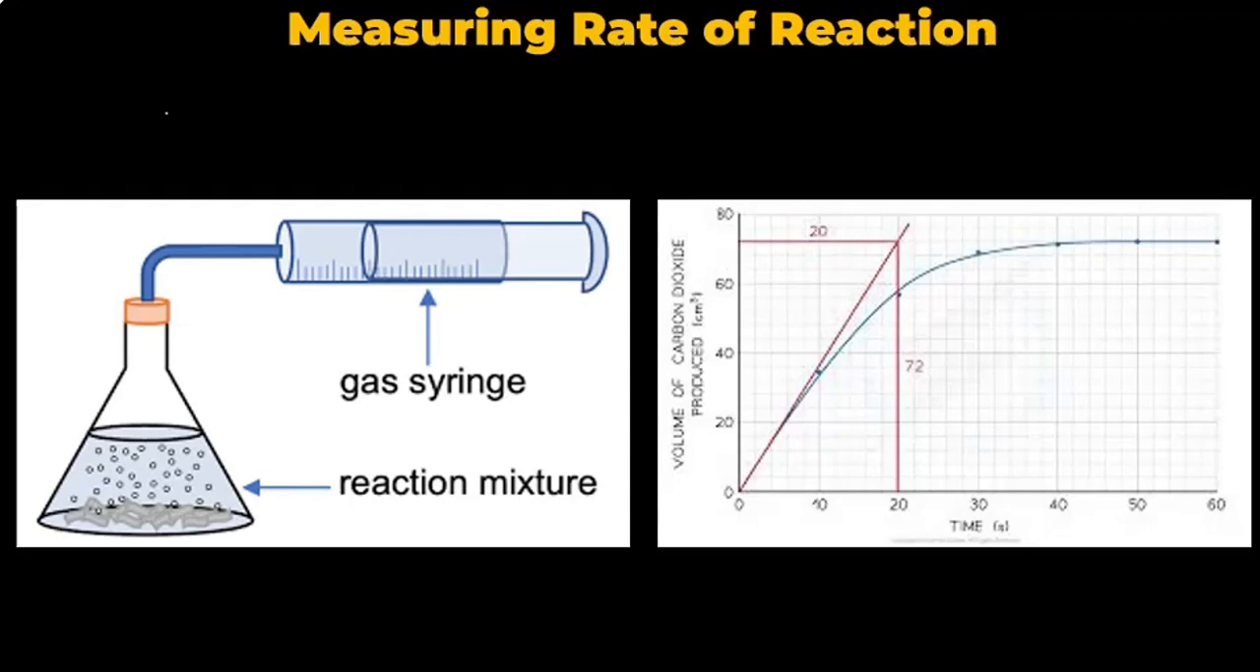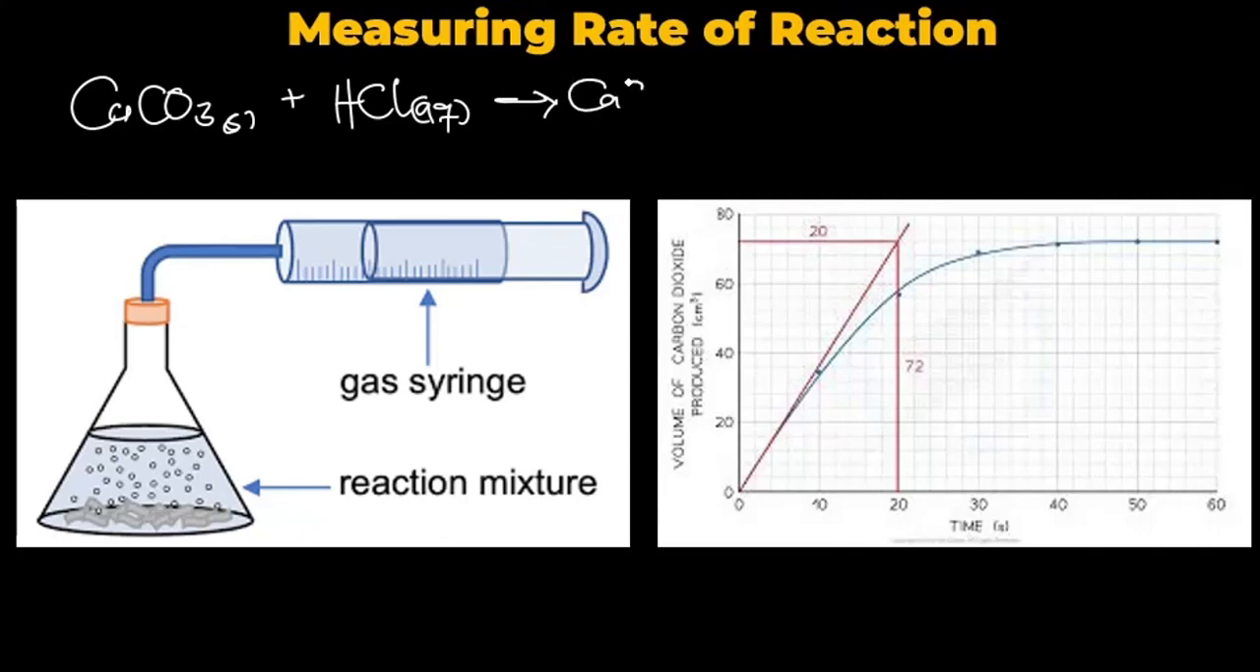So, usually you have marble chips which contain calcium carbonate. So this is solid and you'll be reacting it with hydrochloric acid, aqueous, and you should have calcium chloride, and then you also have carbon dioxide gas and H2O. So this is a reaction between calcium carbonate and HCl.